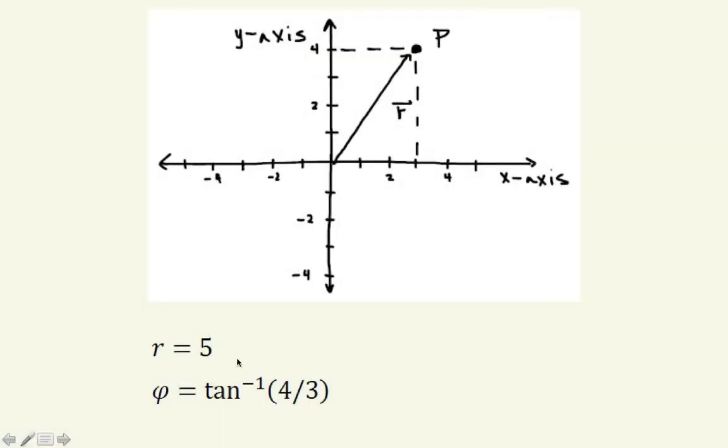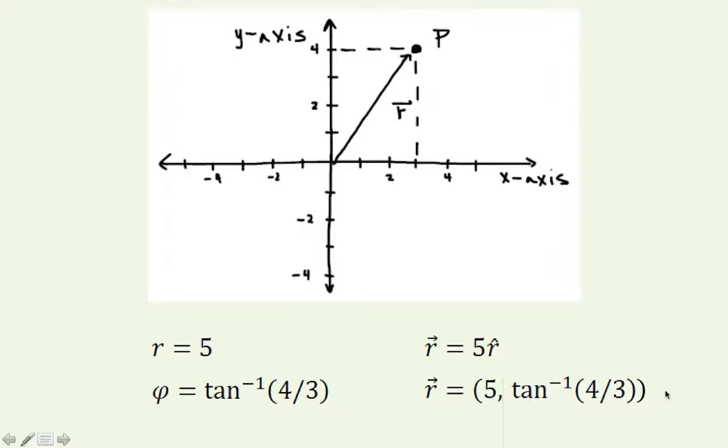You should have found the radial coordinate r to be 5, and you should have found phi to be the tan inverse of 4 over 3, which is just y over x. For the displacement vector, you can write it as either 5 r hat in the unit vector notation, or as (5, tan inverse of 4 over 3) in the parenthetical notation.